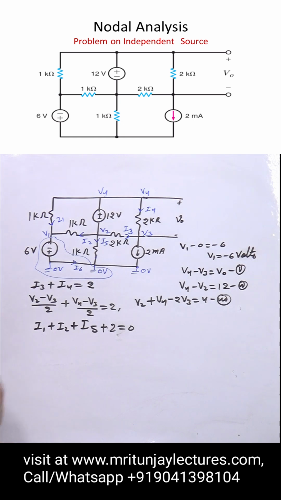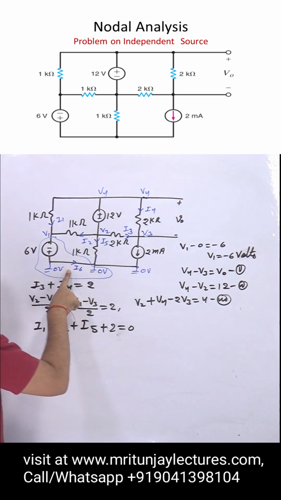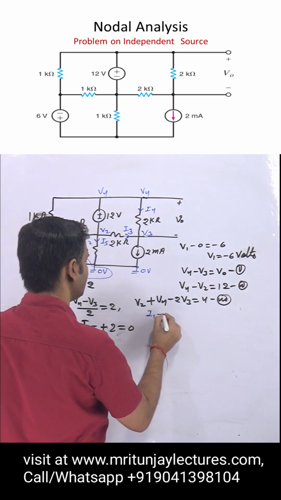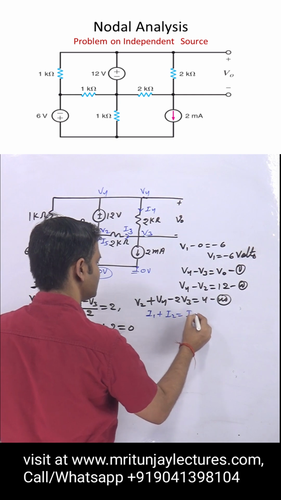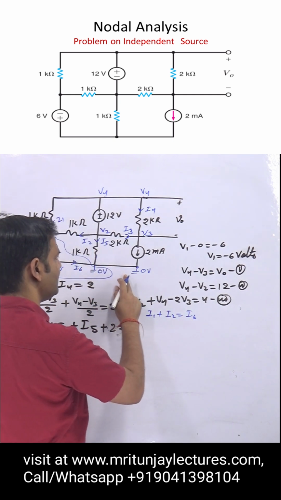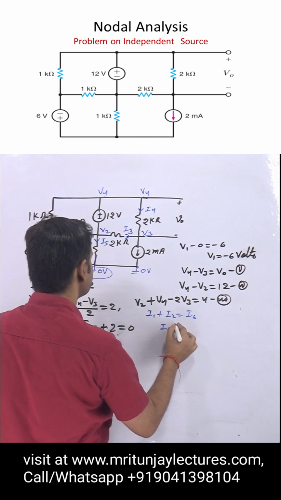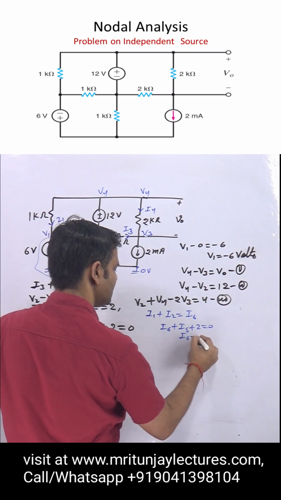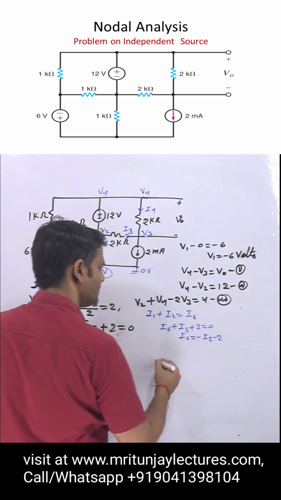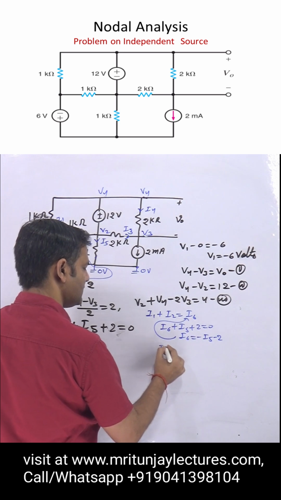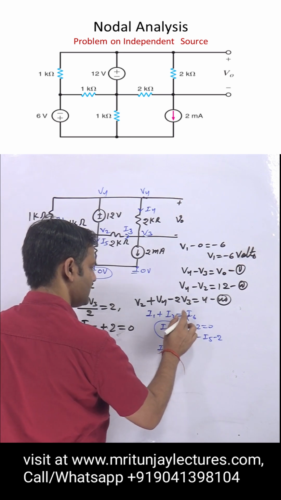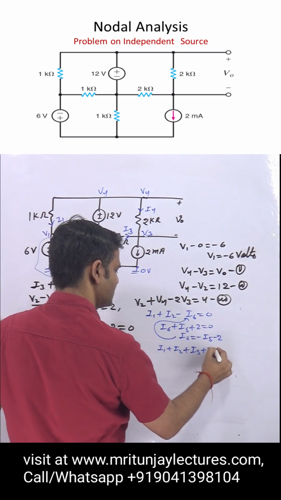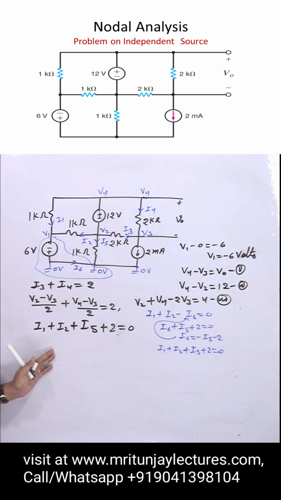Or you can say that I1 plus I2 will be equal to I6. You can do it another way. If you have any doubt, I1 plus I2 will be equal to I6. And here I6 plus I5 plus 2 will be equal to 0. So I6 is written as minus I5 minus 2. If this value is put here, then I1 plus I2 is 0. So put this value, we got I5 plus 2 equal to 0. Simple.